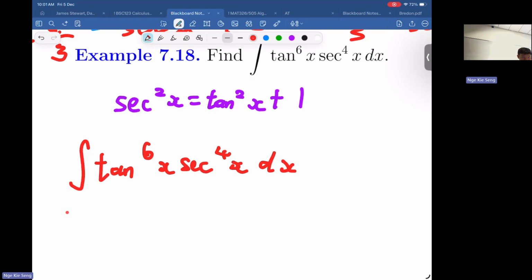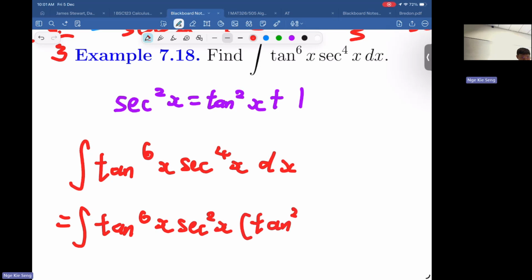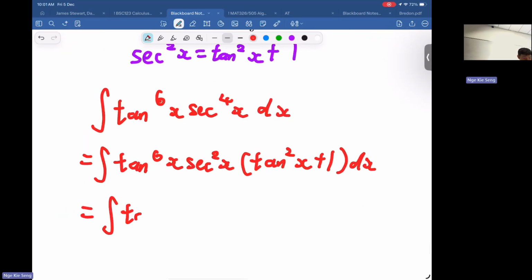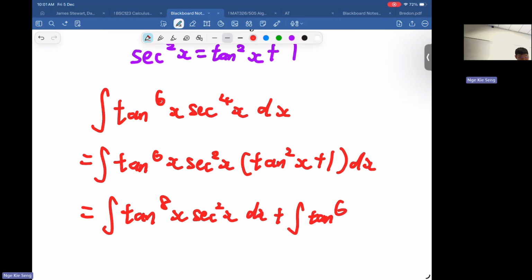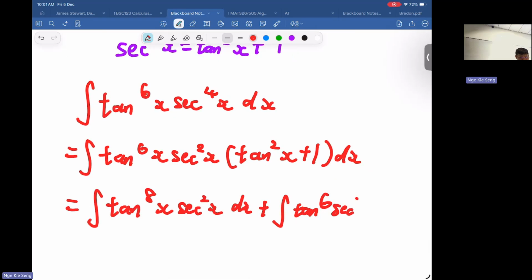So if we do this, what we will get is tangent to the 6 x secant square x times tangent square x plus 1 dx. Then we get tangent to the 8 x secant square x dx plus tangent to the 6 x secant square x dx. So it might be weird that we push the power of the secant to the power of tangent.